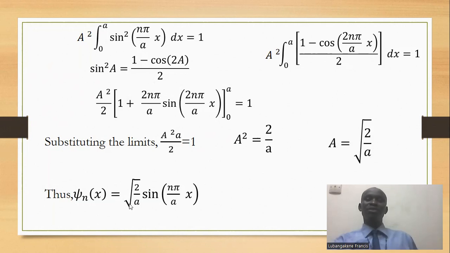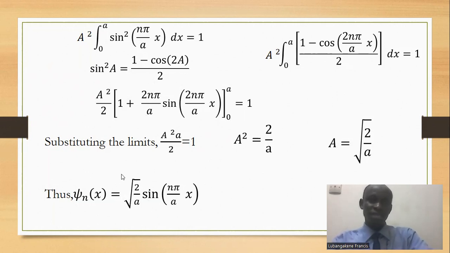Therefore, we have our A as root of 2 over a. Therefore, our psi can be written with root of 2 over a. Now, I will employ you to go and do the integration here thoroughly, as my fellow colleagues. You go and do this integration well, but then we shall have to realize that our A is given as root of 2 over a.